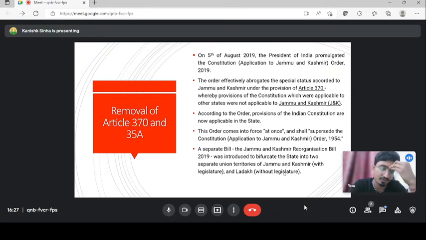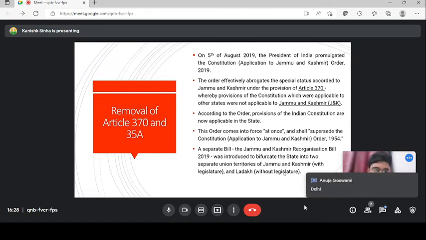And then the order of 2019 bifurcated the state of Jammu Kashmir into two separate union territories: Jammu and Kashmir, which will have a legislature, and Ladakh, which will be without a legislature. So Jammu Kashmir with legislature. Name a similar union territory, something similar to Jammu Kashmir with legislature. Very good. So whether Delhi is a state or union territory, is it clear to anyone?